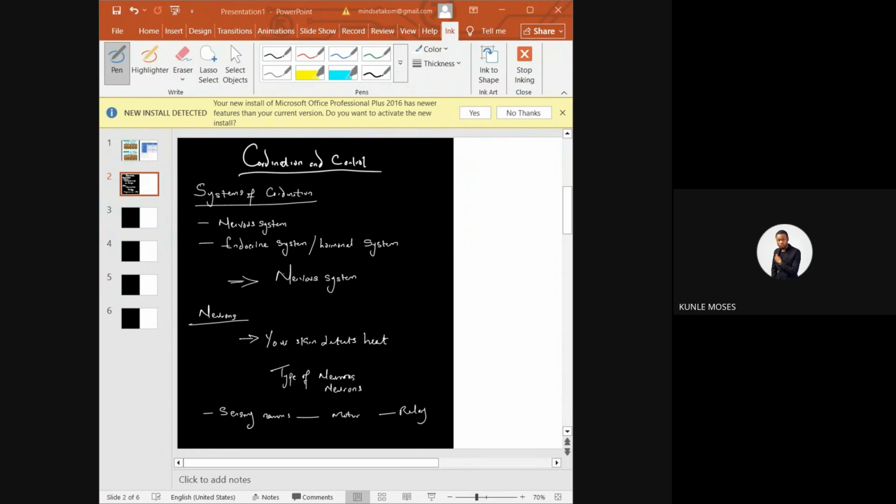So let's go to the relay neurons. We call them the interneurons. The relay neurons. These neurons connect sensory neurons and motor neurons. They connect the sensory neurons and the motor neurons. So they act like a middleman, like an interpreter.